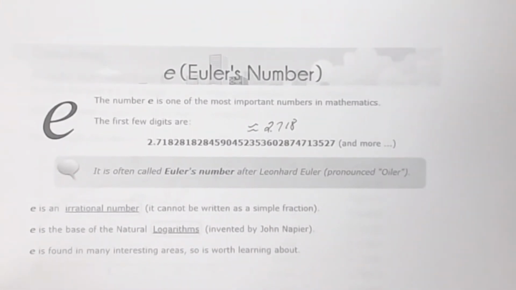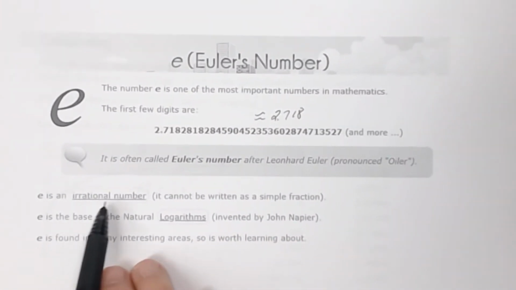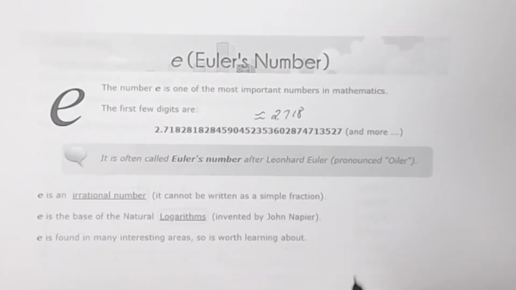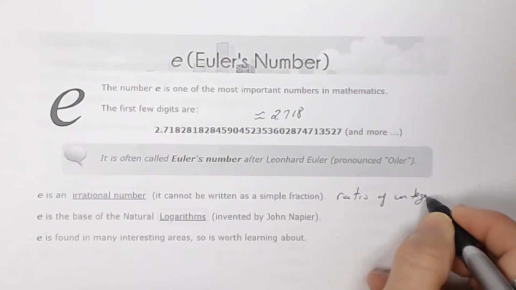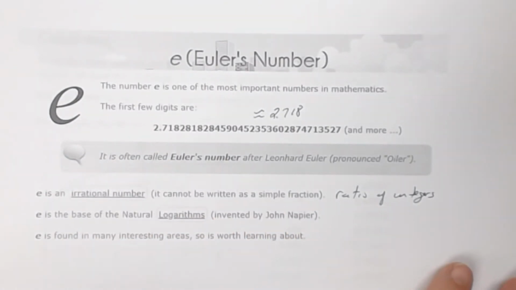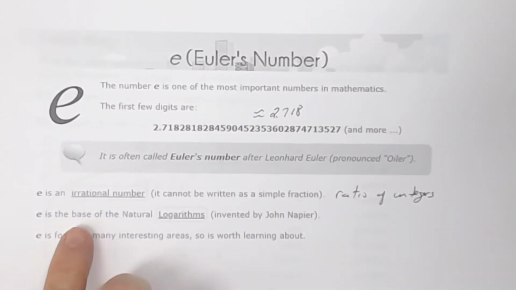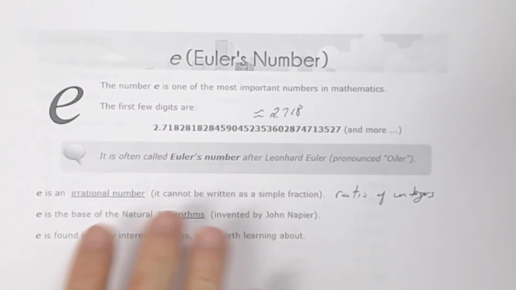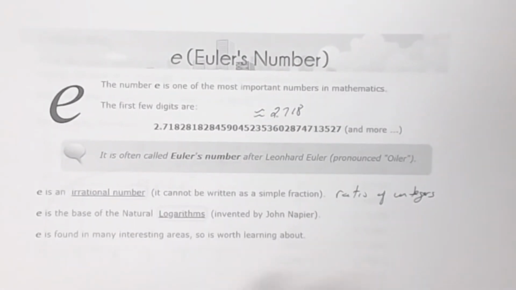Okay? All right, so E is often called Euler's number, and it's an irrational number, so it cannot be written as a simple fraction, meaning a ratio of integers. Now, when we talk about logarithms soon after this, you're going to see that E is the base of a natural logarithm. So we're going to come back to that idea later, all right? But E is the base of a natural logarithm. And so E is found in many areas that I mentioned earlier.